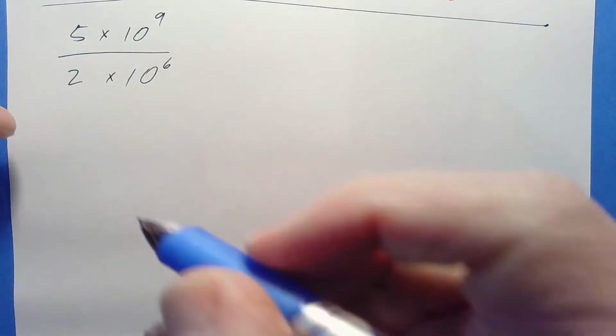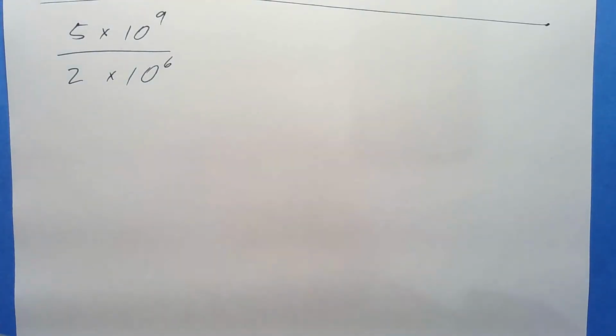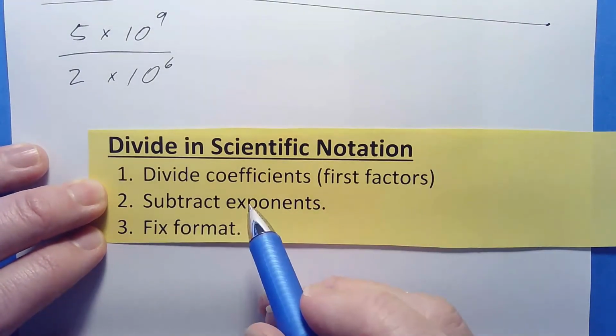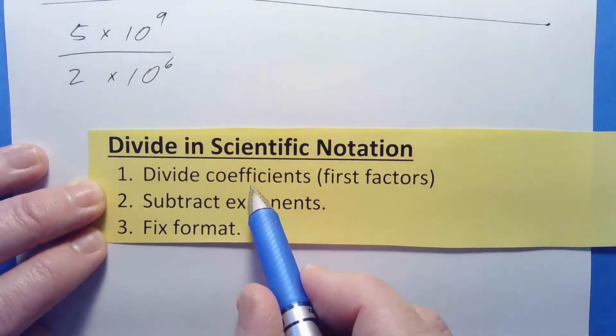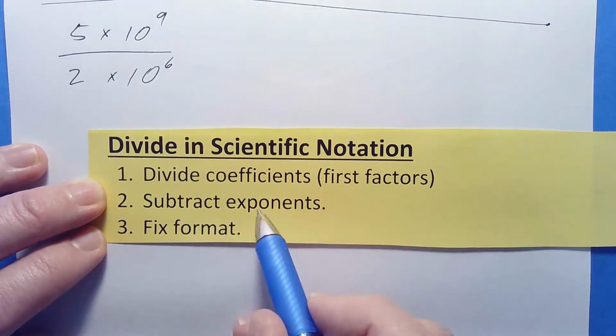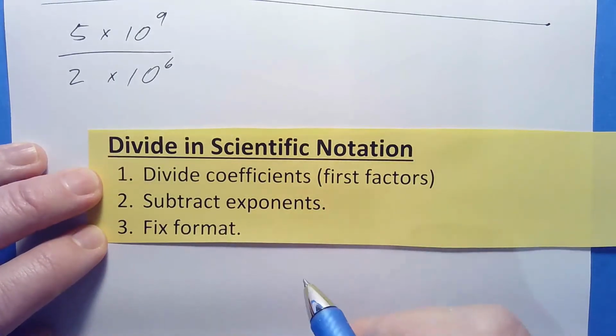And what you're going to do is this. Like I said a second ago, right here is the procedure. This is the basic procedure when you're dividing scientific notation. First, we divide the coefficients. You can think of that as being the first factors. You're going to end up subtracting the exponents, and in the end, you might have to fix the format. Okay, so let's break this down.